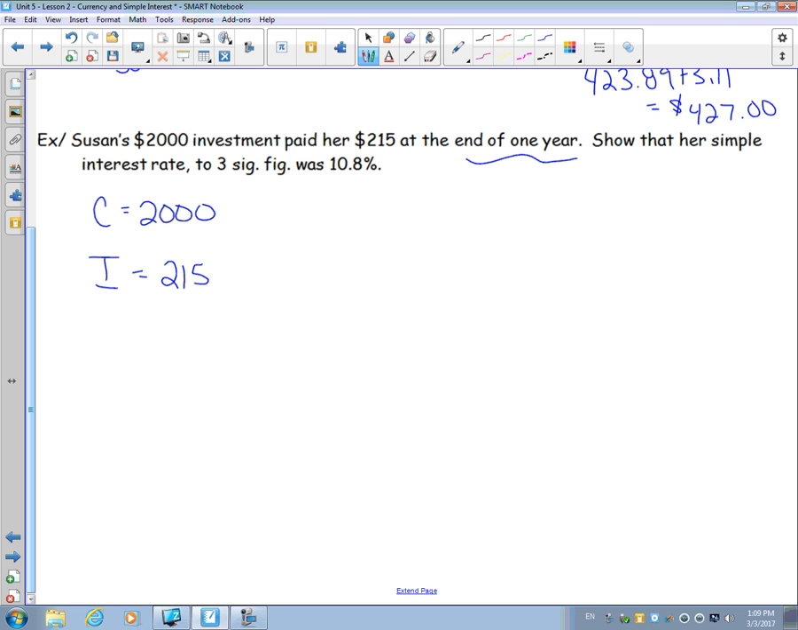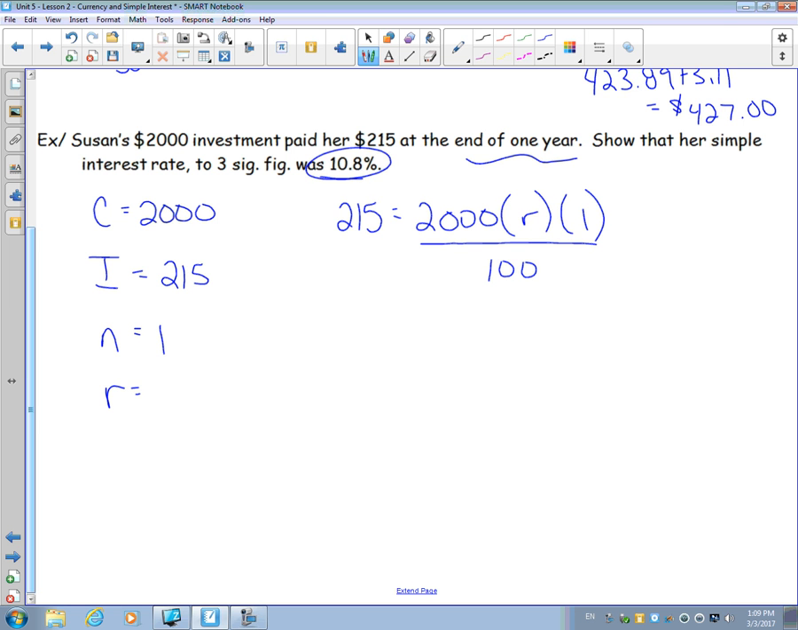And we also were told end of 1 year. So they're actually told all the numbers we need, we just got to prove it. So I'm going to do it by actually solving for it. We have our formula, I, which we know is 215, equals C, 2,000, times R, which I don't know right now, though I know what it's supposed to be, and my N, all divided by 100.